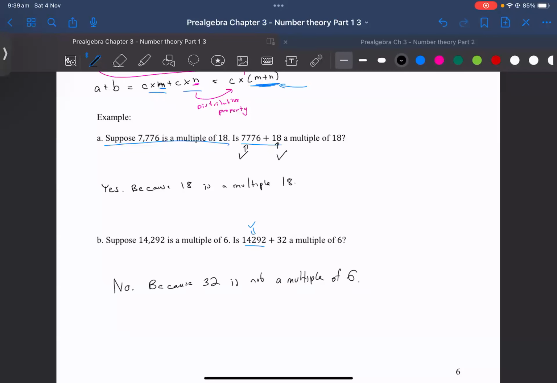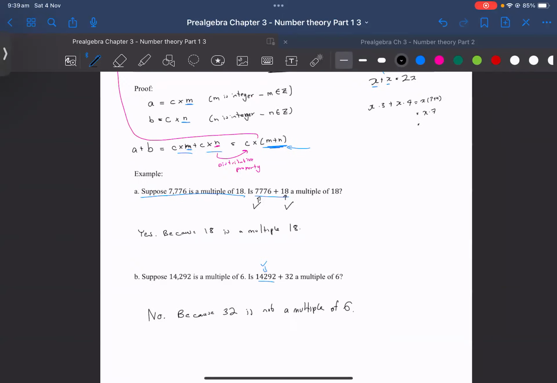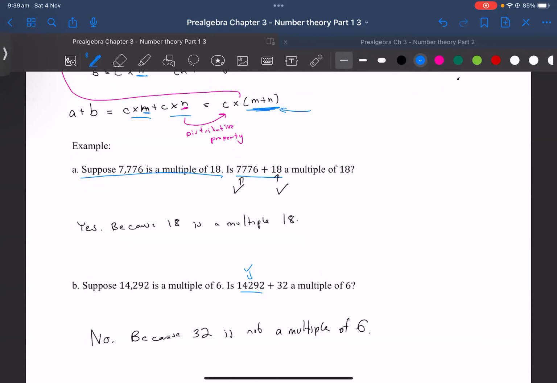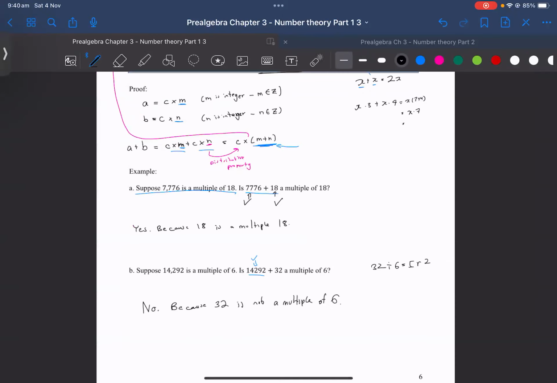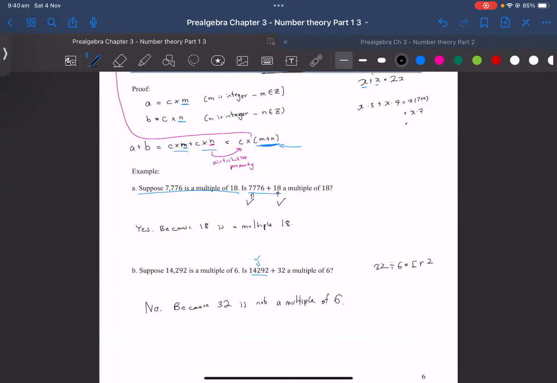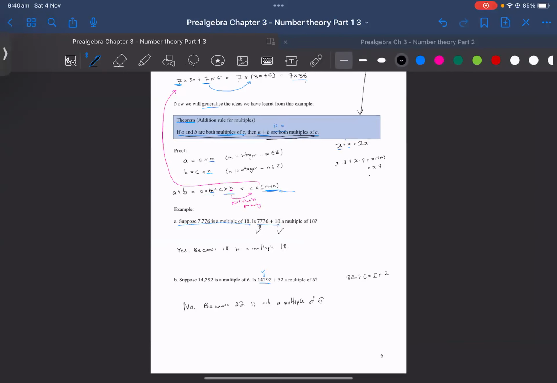Very good. Right, so that's important. So if we need both of them to be multiples of 6, and you do 32 divided by 6, it's 5 with a remainder of 2. That means it's not a multiple of 6. That means the whole thing, when you add them together, is also not a multiple of 6. So that's very good.